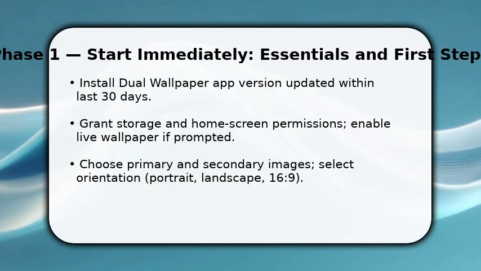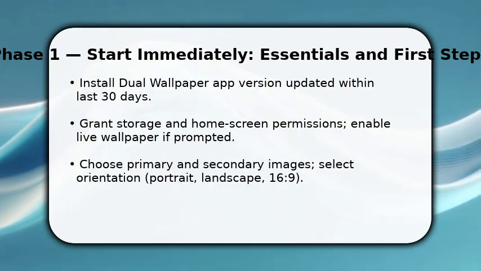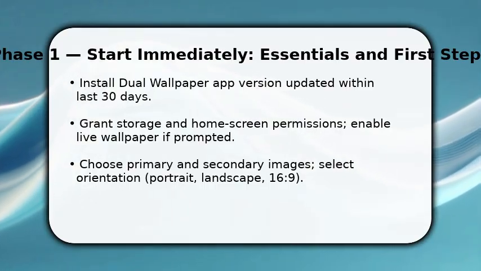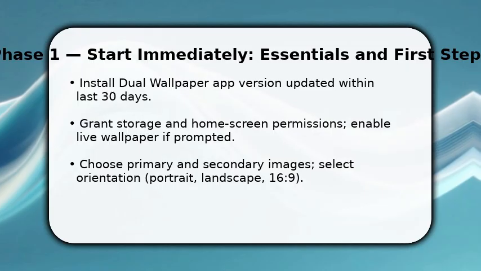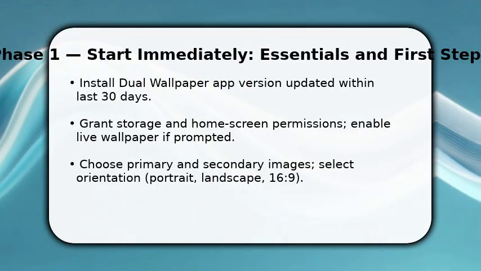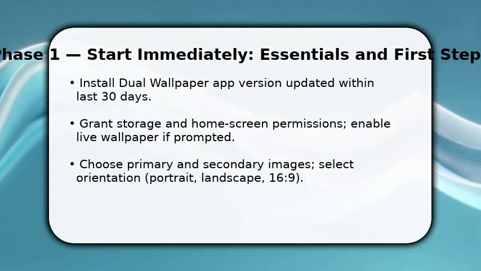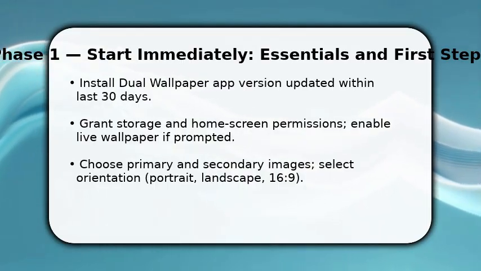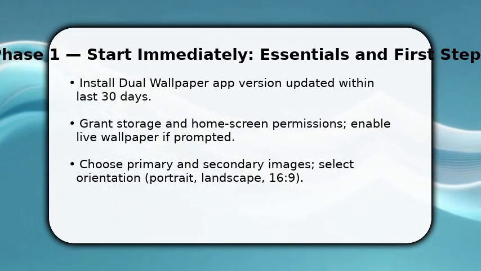You start by confirming app version and granting permissions so images can be accessed and applied. Open the app and tap Create New Set. Choose 2 images now, one for home and one for lock screen, and pick orientation. Once done, crop each image to the visible frame. Make sure to preserve focal points.